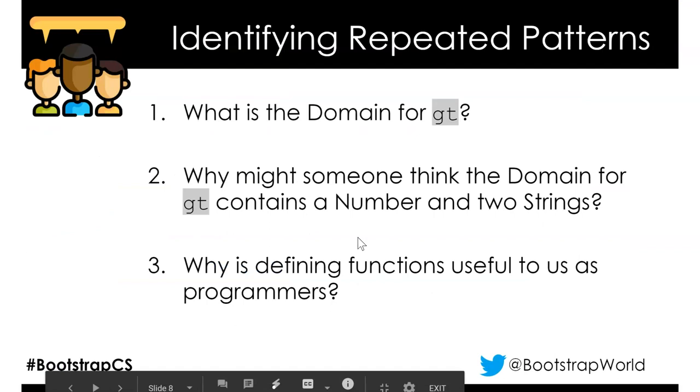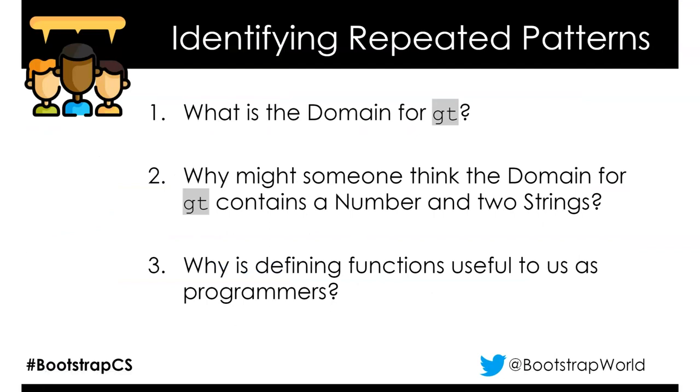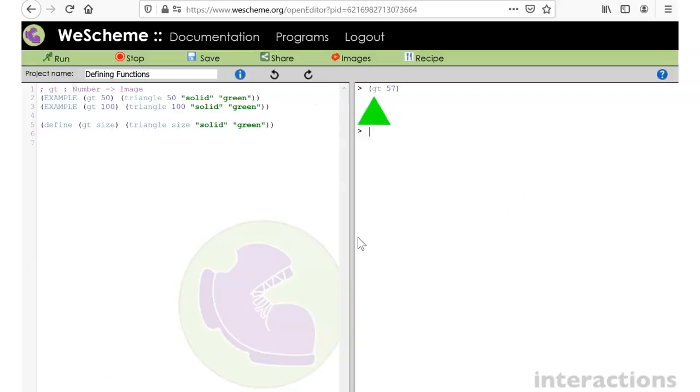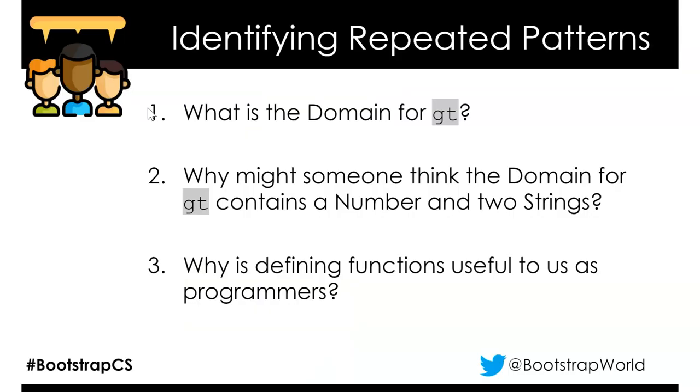All right, so let's now tie this back to our algebra terms. What is the domain for GT? Well, we can look back at our design recipe. The domain is numbers. So we use the data type name of number, and that is the domain. It's all numbers.